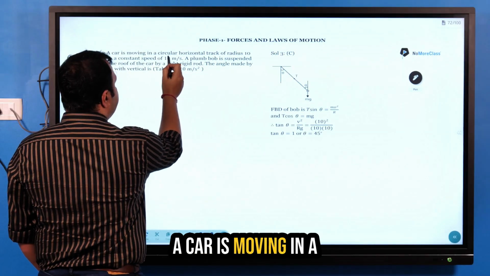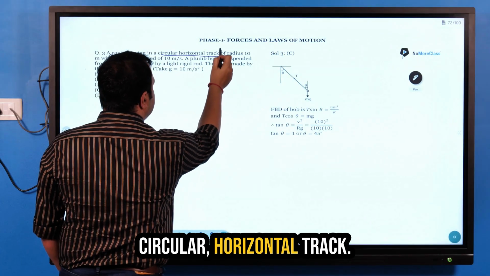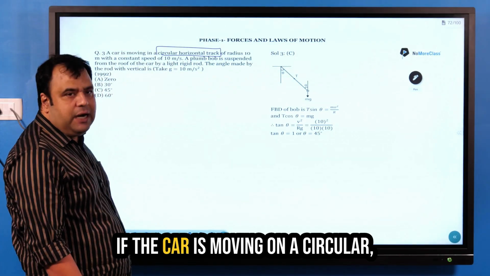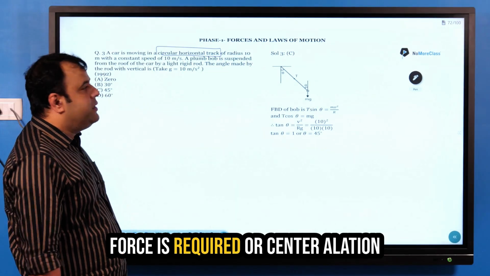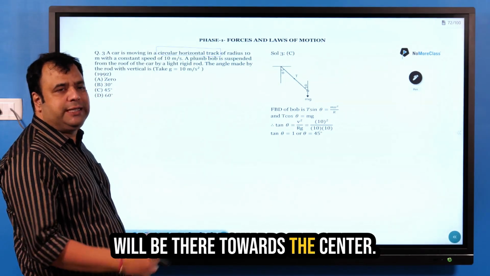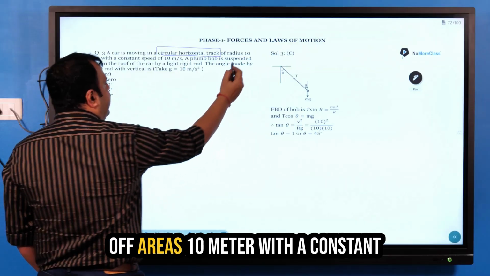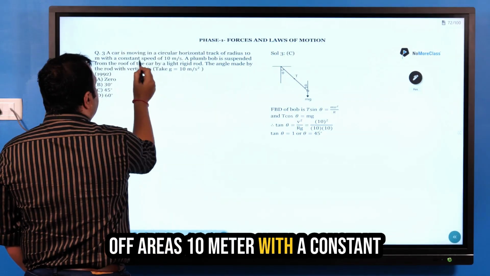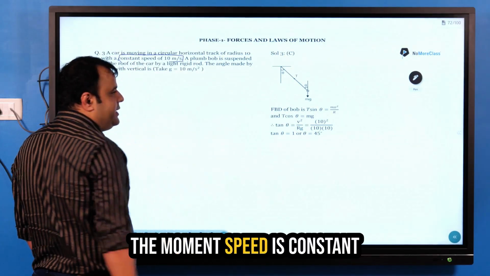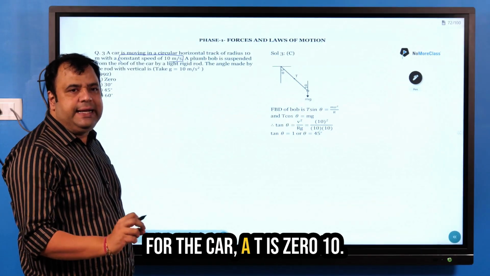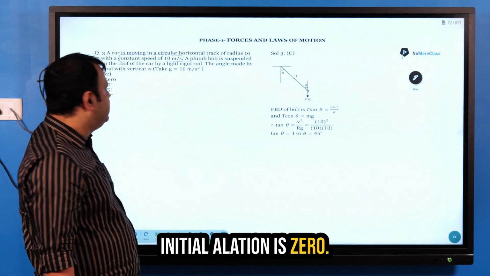A car is moving in a circular horizontal track of radius 10 meter with a constant speed of 10 meter per second. If the car is moving on a circular horizontal track, the centripetal force is required, or centripetal acceleration will be there towards the center. The speed is constant for the car, so AT is 0, the tangential acceleration is 0.